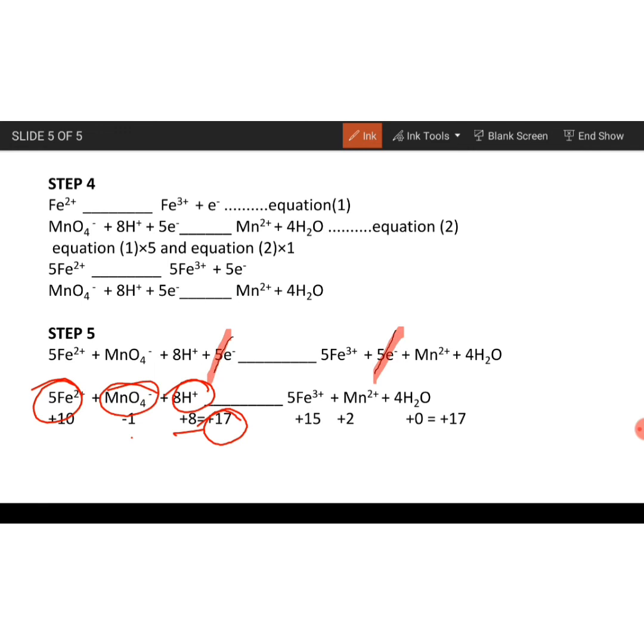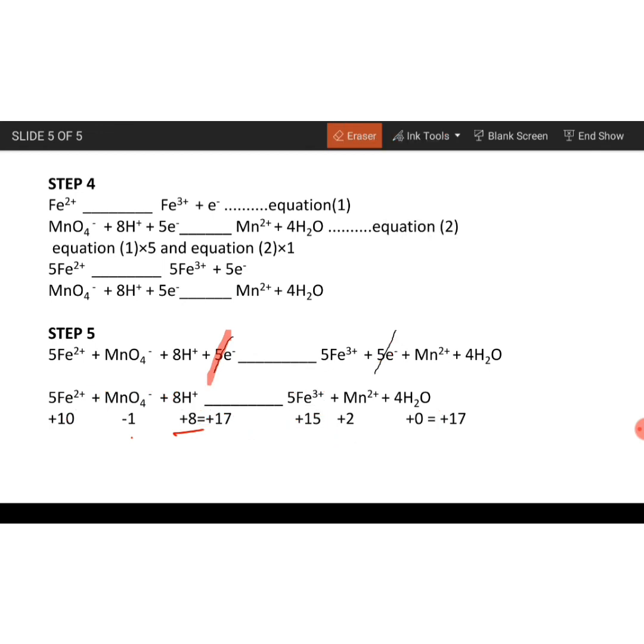And then we go to the right hand side. Let's see if it corresponds to our plus 17 we got on the left hand side. So we have here iron 3 ion. We have added also a factor 5 to iron 3, giving us plus 15. And then we have our plus 2 for our manganese ion. And for our water molecule, which has no charge, it is 0. So by the time we sum up our plus 15, plus 2, plus 0, we'll have plus 17. So we see that our charges on the left hand side is equal to the charges on the right hand side.